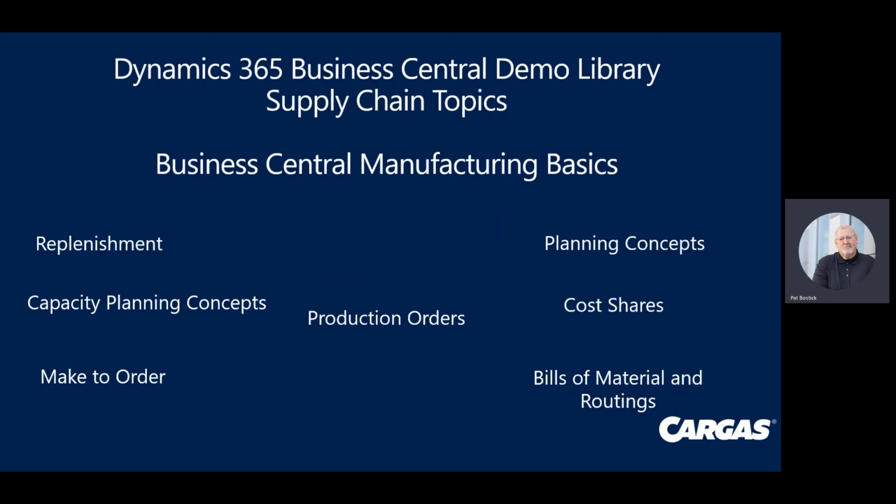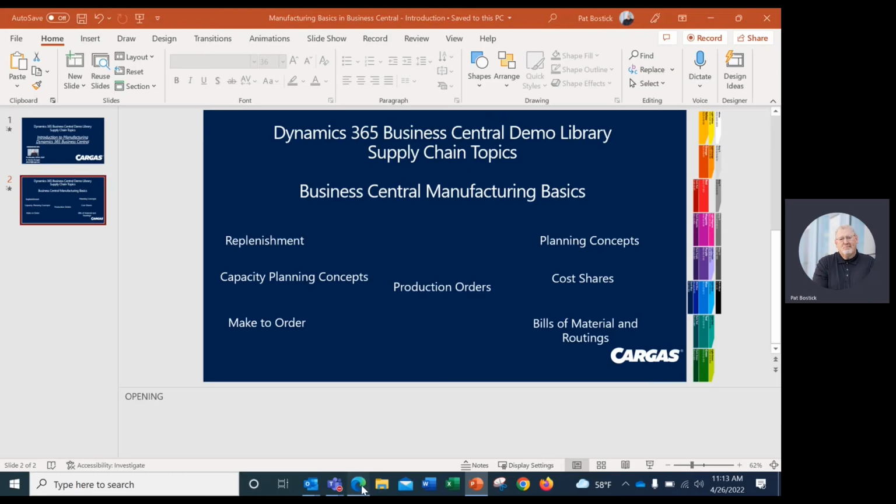Today, we're going to talk about some basic concepts in manufacturing with Business Central. A couple things on replenishment, some planning concept discussion around how to plan for material and labor for manufacturing orders, some capacity planning concepts. So that'll be working machine centers, cost shares, which is a breakdown of the cost for manufacturing based on standard cost, production orders, bills and routings, and also what does it look like in a make to order state for Business Central.